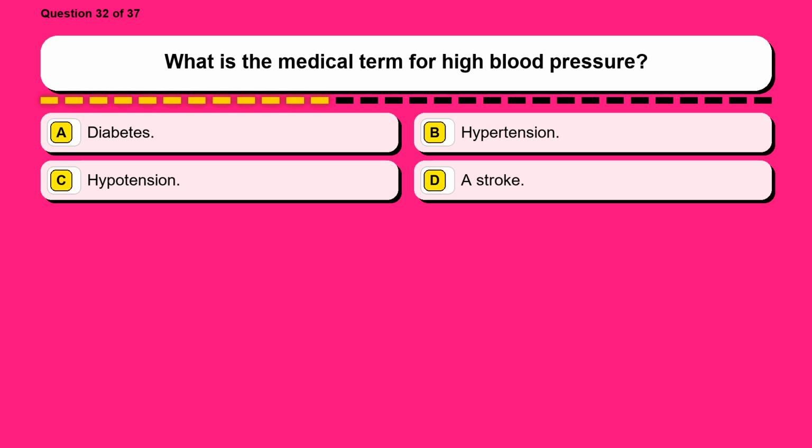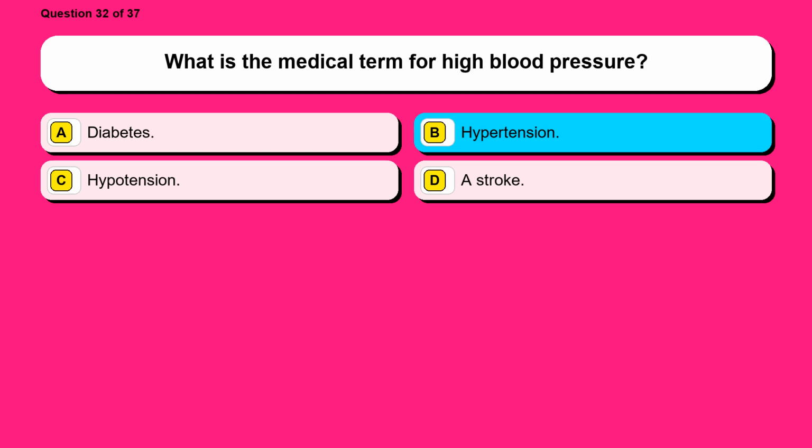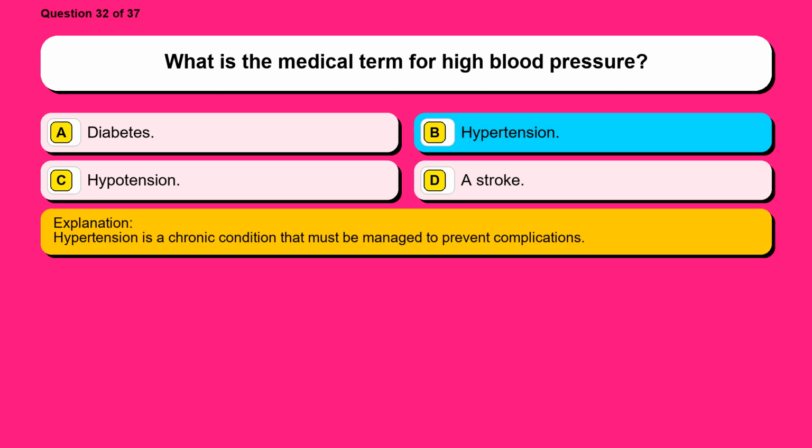Option A. Diabetes. Option B. Hypertension. Option C. Hypotension. Option D. A stroke. The correct answer is option B. Hypertension. Hypertension is a chronic condition that must be managed to prevent complications.